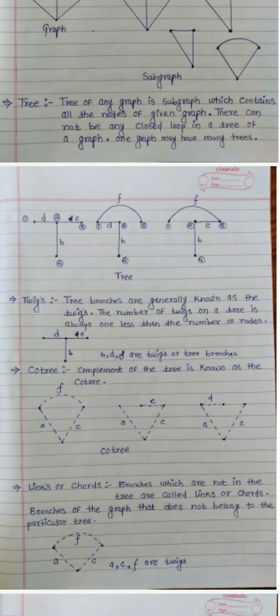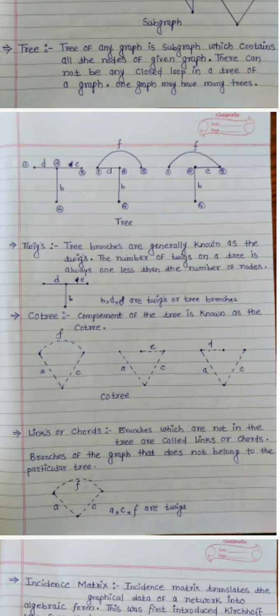Twigs. Tree branches are generally known as the twigs. The number of twigs on a tree is always one less than the number of nodes. The branches of the tree are known as twigs. The number of twigs is always one less than the number of nodes.